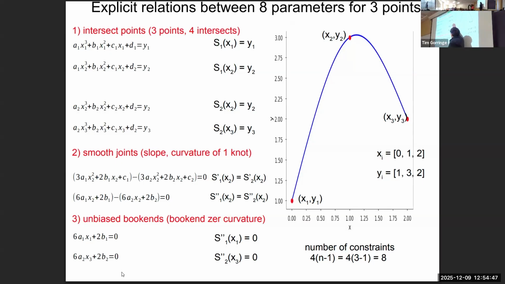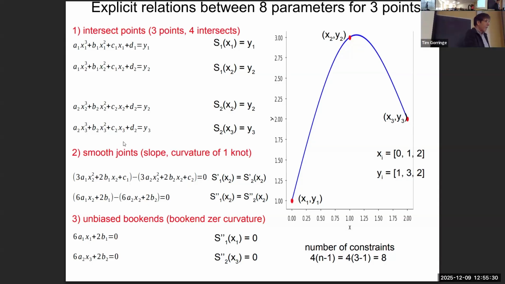So upstairs here, the first two lines are that the cubic, the spline S1, intercepts the points x1, y1, and x2, y2. That's these upstairs equations here, the top two. The second pair of equations are that the second cubic intercepts the two points at either end of that cubic's range. So it intercepts x2, y2, and x3, y3. So those are the intersections. And that's 4 constraints in total.